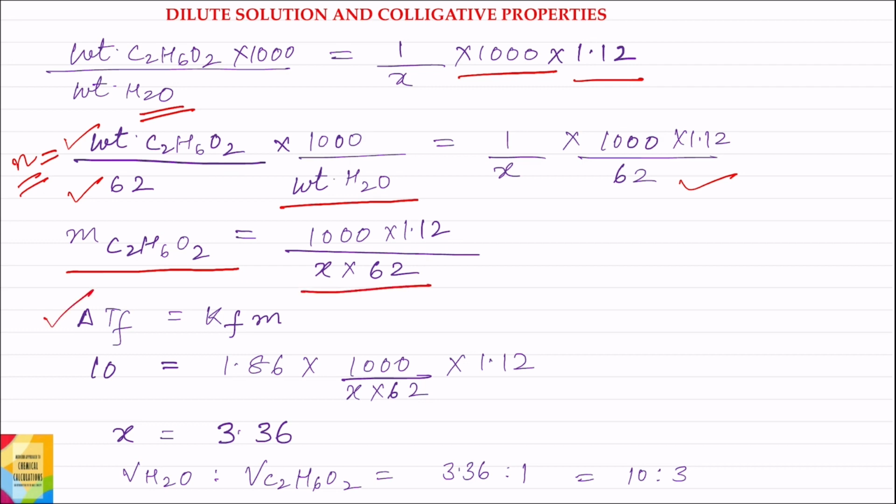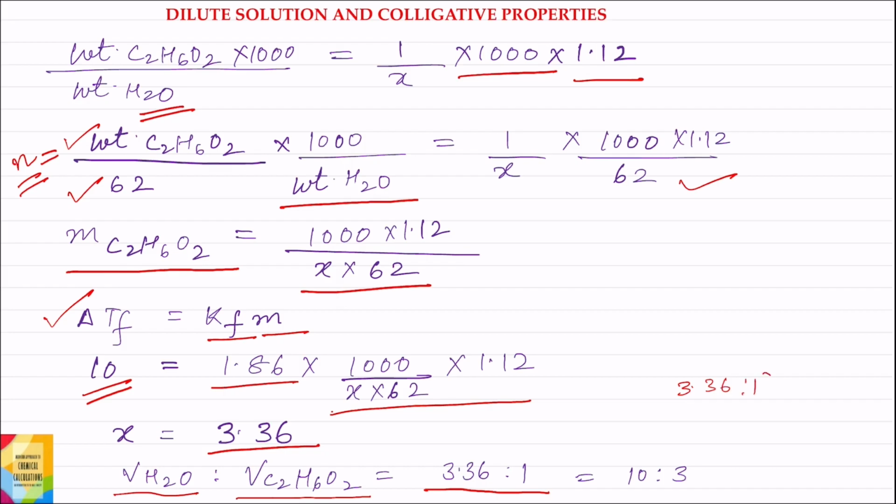Now depression in freezing point is equal to Kf into molality. Depression in freezing point value is given, that is 10 degree centigrade, and this is equal to Kf. Kf for water is 1.86 into molality, which is 1000 into 1.12 divided by x into 62. Solving, the value of x is 3.36. Therefore, volume of water is to volume of ethylene glycol is equal to 3.36 is to 1. Now if we multiply 3.36 is to 1 by 3, then we get the ratio as 10 is to 3.